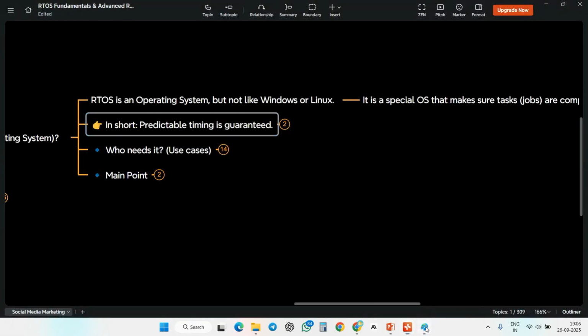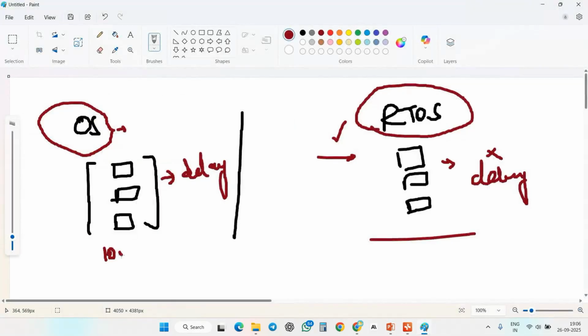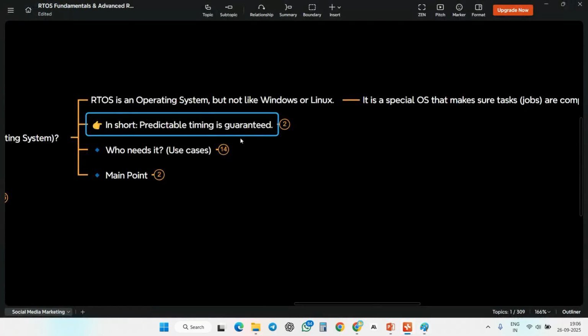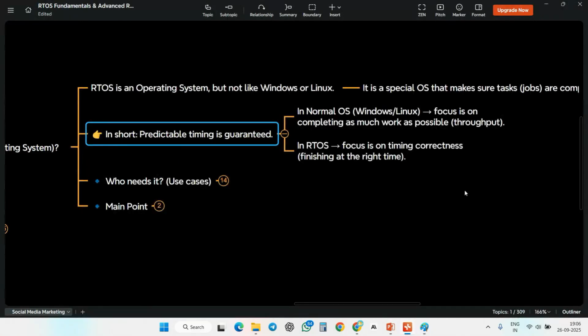So predictable timing means it should complete the task within this 10 millisecond. You can't predict it otherwise, because when you are rushing the task, with more tasks to be completed, it can't complete within this 10 millisecond. But you can expect it on a real-time operating system. In short, timing is guaranteed.